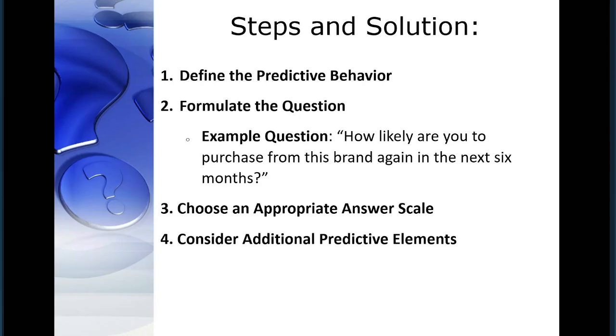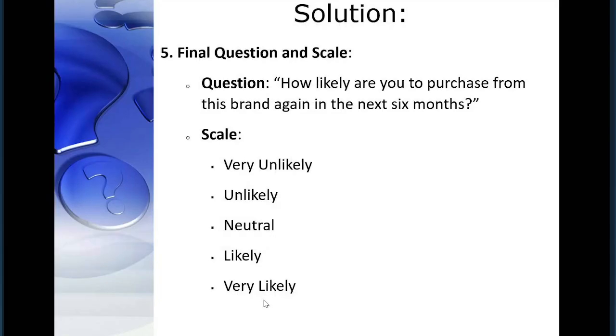Then you can consider additional predictive elements. For a more detailed analysis, you could add follow-up questions such as, what factors might influence your decision to repurchase? How many items have you purchased from this brand in the past year? Now the final question and the scale. So you can see the question and the scale on the screen. How likely are you to purchase from this brand again in the next 6 months? Scale ranging from very unlikely with code 1 to neutral, code 3 to very likely, code 5.